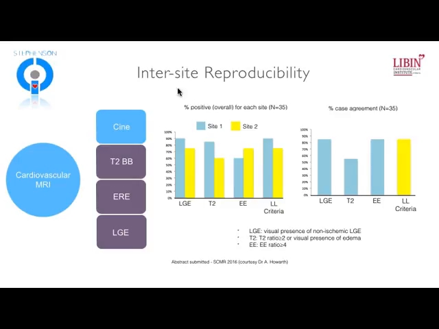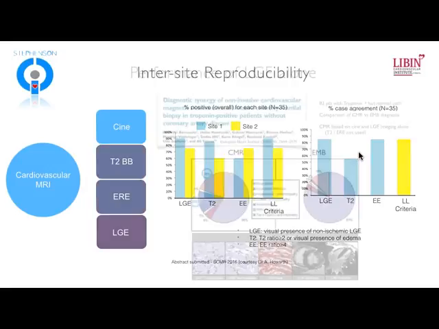The other thing is looking at reproducibility. And while we see very good overall correlation between the prevalence of abnormalities between one site and another, for example, here, LGE in a patient population with strongly suspected myocarditis being about 80 to 90% between two sites, T2 not too far off. So general agreement with prevalence.